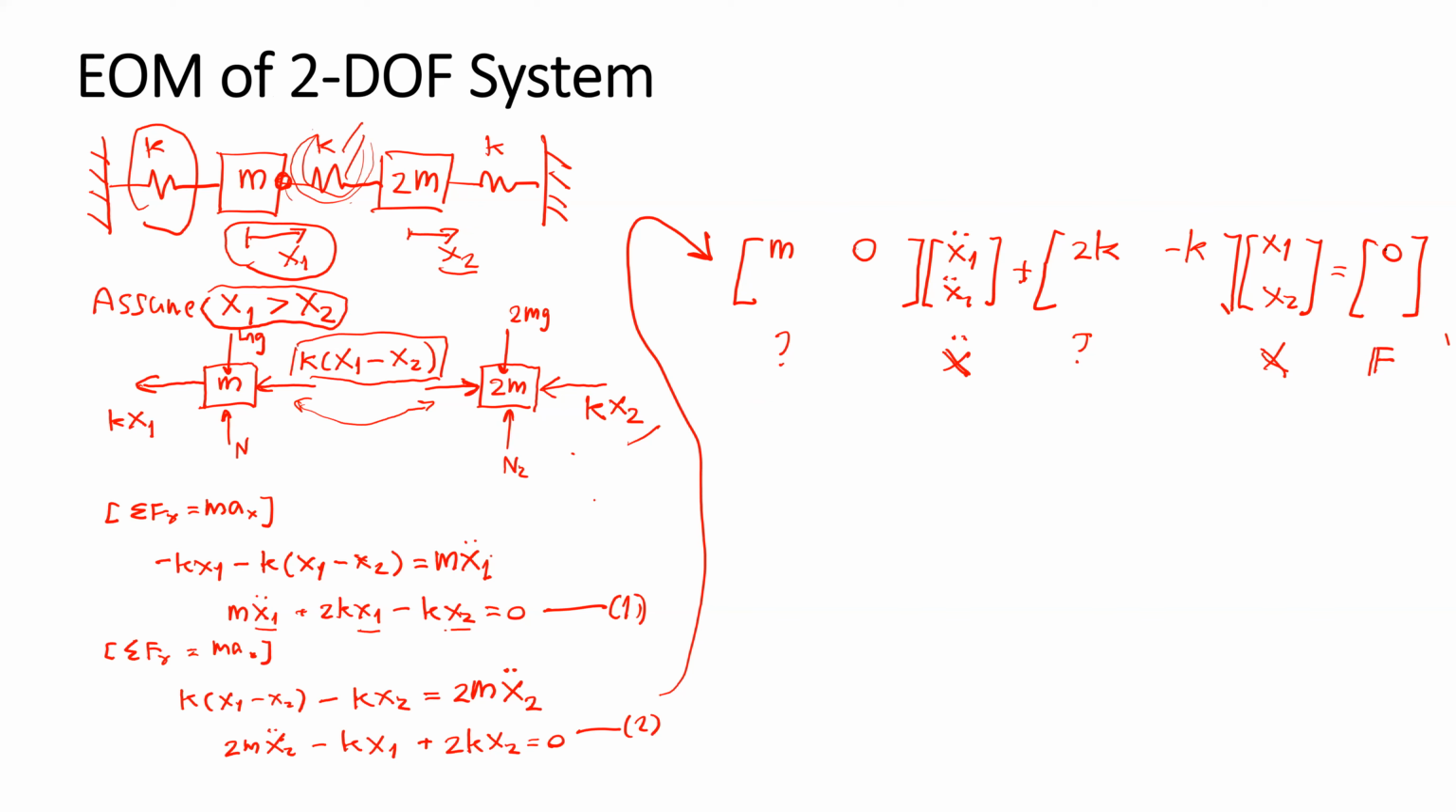With the same idea, for the second equation, we have 2m that multiplied by x2 double dot, but for the x1, the coefficient is 0. So we have 2m. And we have minus k, and we have minus k. And here we have 2k that multiplied by x2. And the force value is also 0.